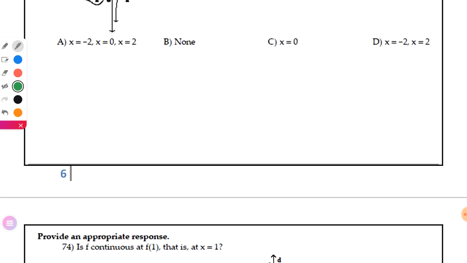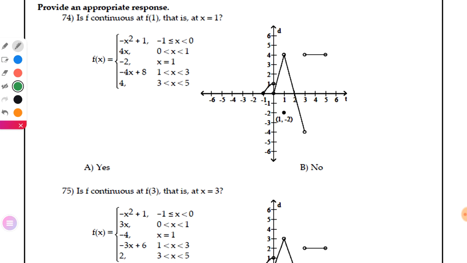Okay? Now, it's so trivial and you solved all of them, but I'd like to give you the answer of each question. Is f continuous at x equal 1? At x equal 1 here, as you see, we have what? A gap, or we have an interruption. So, no, it is not continuous.